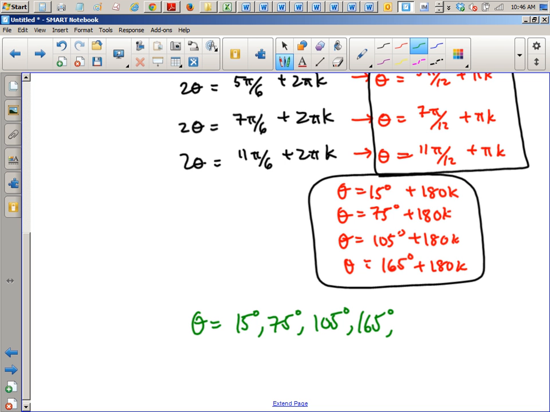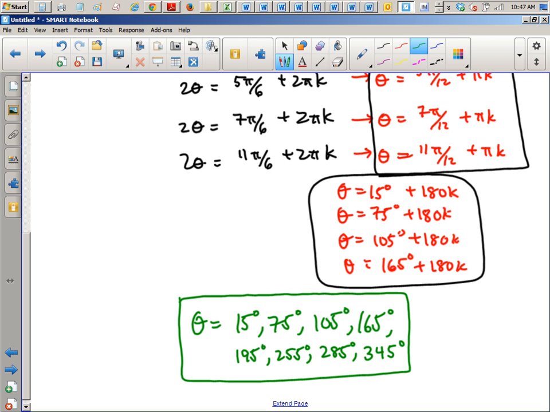How about 15 plus 180? See? That's 195. What about 75 plus 180? That's 255. That fits into the 0 to 360 realm. How about 105 plus 180? That's 285, see? There's a lot more than meets the eye. And then 165 plus 180, that's 345. So I can add basically 180 to any of these to produce another 4 answers. So we have 195, 255, 285 and 345. Like that. So these are the answers from 0 to 360.